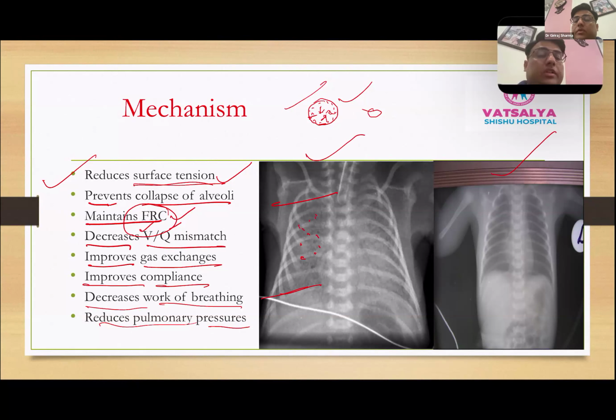Reticular patterns appear because the terminal bronchioles will be visible as a reticular pattern against the collapsed parenchyma, and the larger airways will be visible as an air bronchogram. So larger airways against the background of the collapsed alveoli will be visible as an air bronchogram. So these are the X-ray features of RDS: low volume lung, reticulogranular or ground glass appearance, air bronchogram. These are the features of RDS.